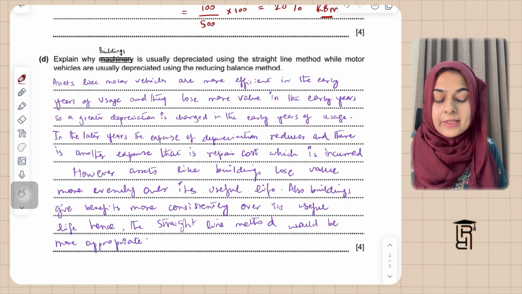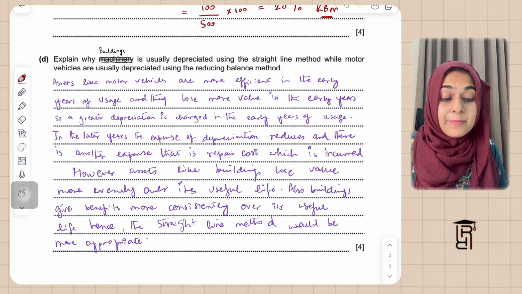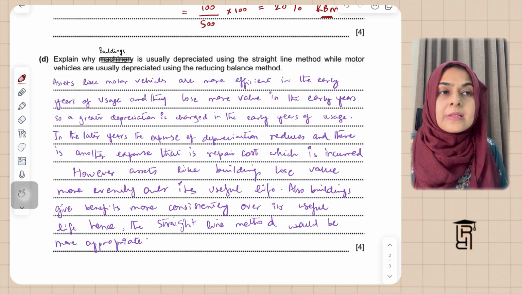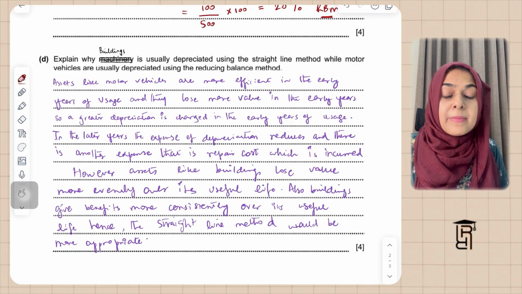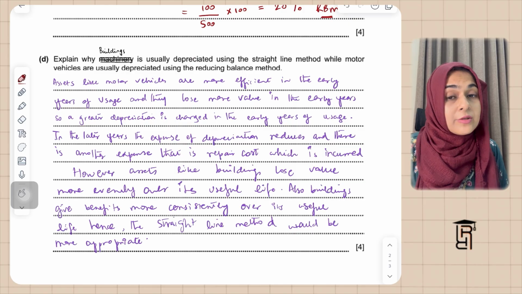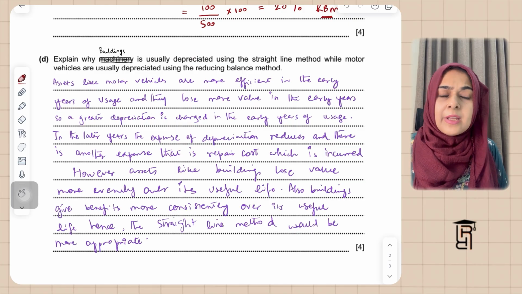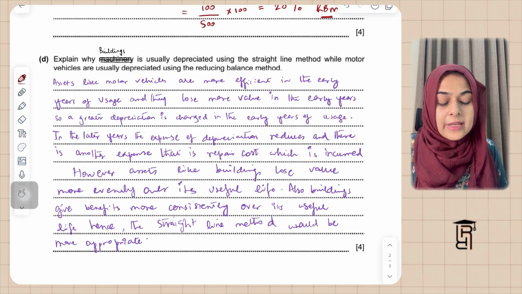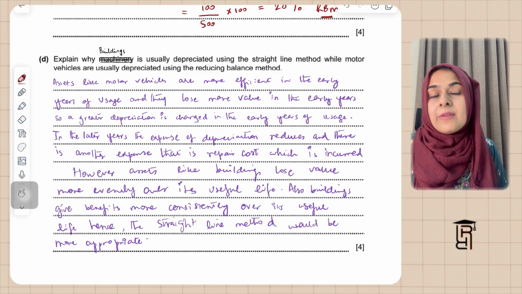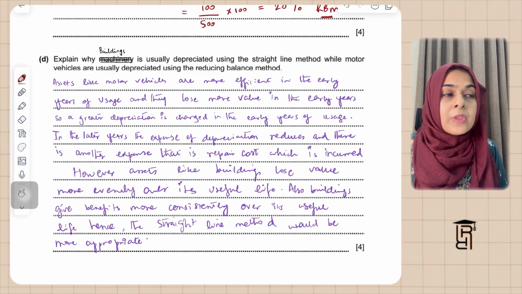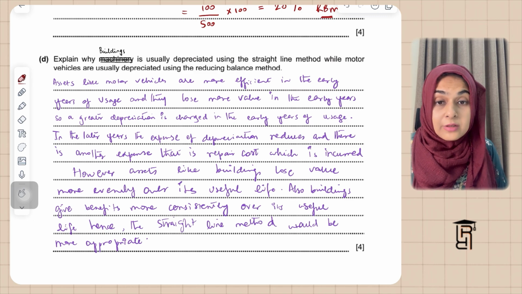If you see this question, I have struck off machinery here because if you look at the marking scheme, they've mentioned that buildings are basically depreciated using the straight line method. For machinery RBM is more appropriate, and over here in this case they have used the straight line method for machinery as well, but for machinery RBM is more appropriate because machinery is more efficient in the early years.